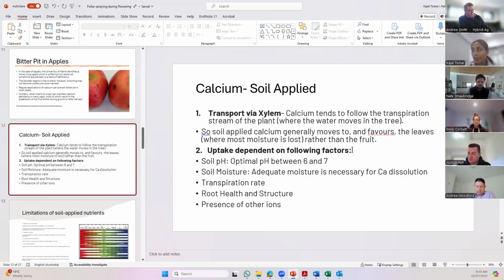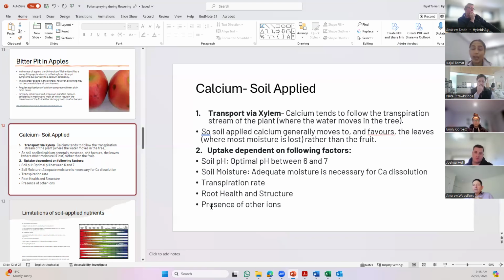So uptake of the calcium from the soil will be dependent on the pH of the soil. So that's a bit of the optimal pH for the uptake. Soil moisture, so adequate soil moisture, because it moves with the water through the xylem. So moisture is a main part of the availability and uptake of calcium. Transpiration rate as well, so that's temperature dependent; however much the plant is transpiring will impact the uptake of calcium. Health of the root and structure, obviously, so that's a bit of a given with all kinds of nutrients. The health of the roots directly influences the uptake of nutrients from soil.